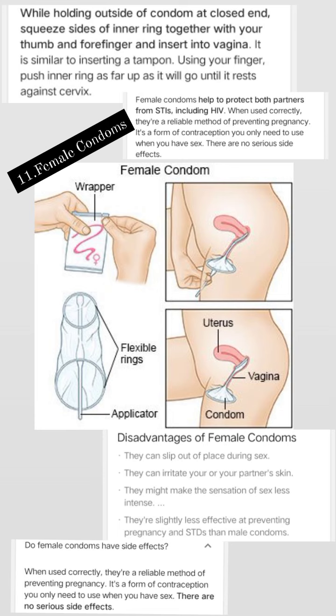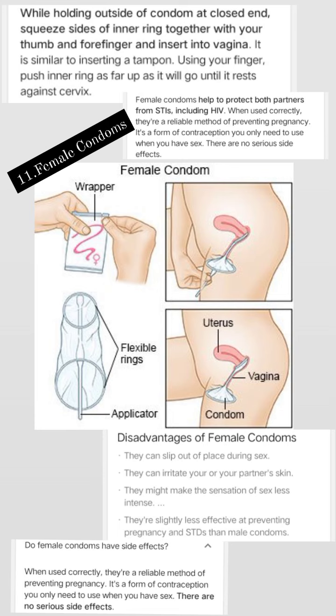Female condoms help to protect both partners from STIs, including HIV. When used correctly, they are a reliable method of preventing pregnancy. It's a form of contraception you only need to use when you have sex. There are no serious side effects.